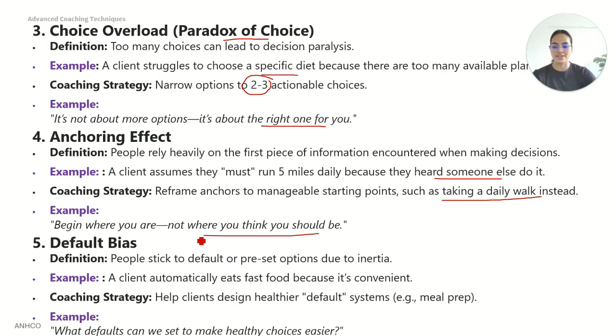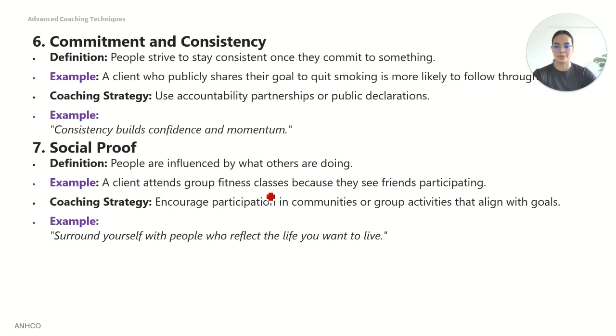5. Default bias. Definition: people stick to default or preset options due to inertia. Example: a client automatically eats fast food because it's convenient. Coaching strategy is helping the clients design healthier default systems. Example: meal prep. Example: what defaults can we set to make healthy choices easier?